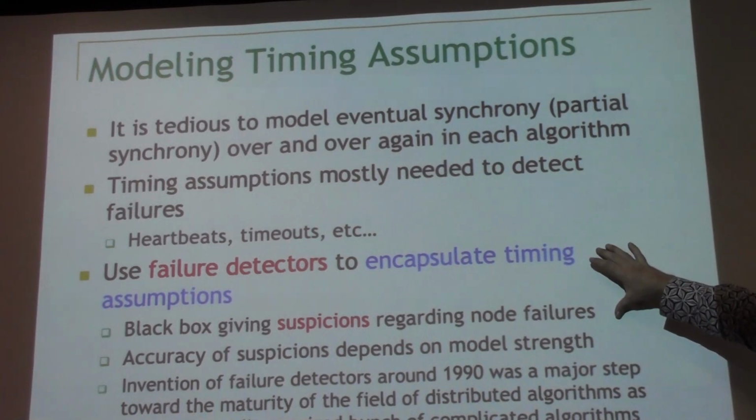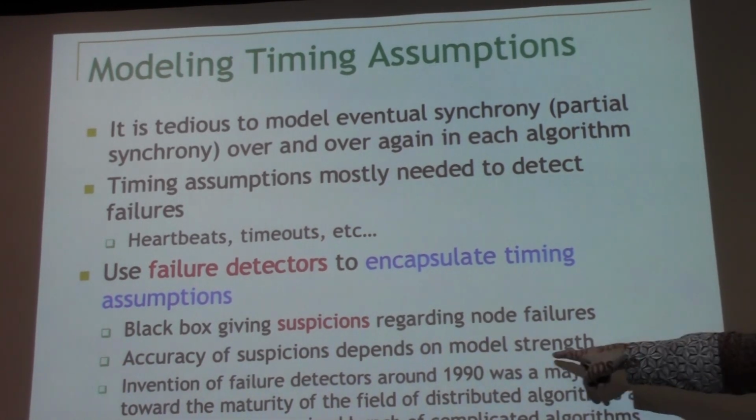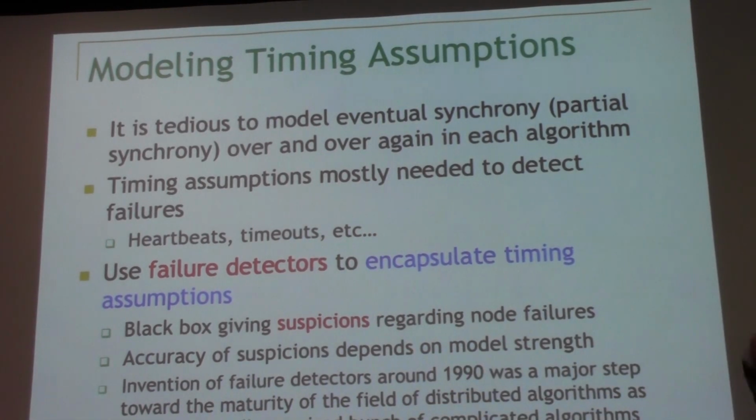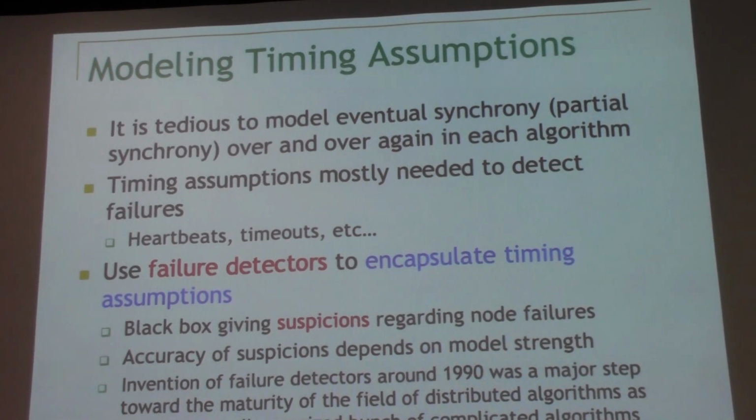And it's an abstraction. It's a black box. And it tells you what it thinks. It says, I think this node has failed. Or maybe not. Okay? And it sometimes can make mistakes. Or maybe it doesn't make mistakes. So it all depends on what model it's using. Okay? So this was a major step. This, I guess, was also around 1990. But it took several years after that before everything was cleaned up.